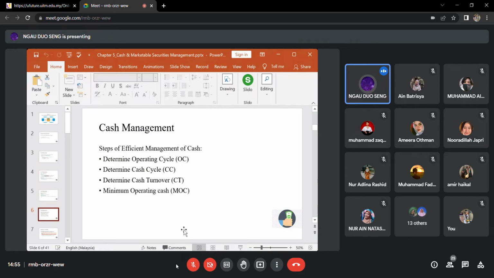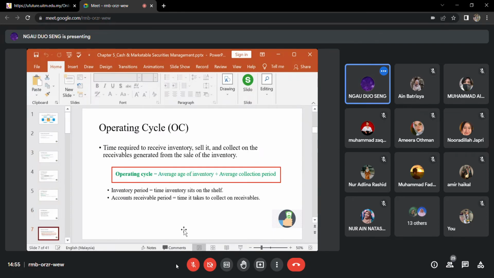So we want to calculate the cash. We have determine operating cash, OC. Then we determine the cash cycle, determine the cash turnover, minimum operating cash. So first one, we have the operating cycle. What is operating cycle? We have time required to receive inventory, sell it, collect it, and collect on the receivable.